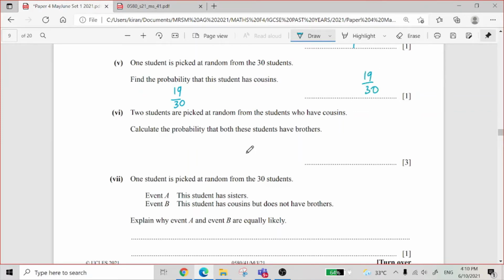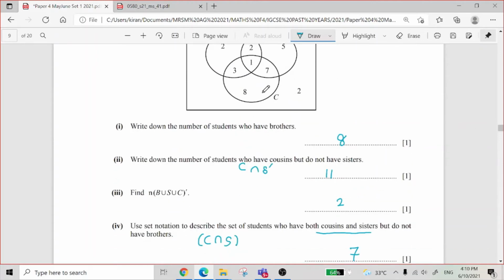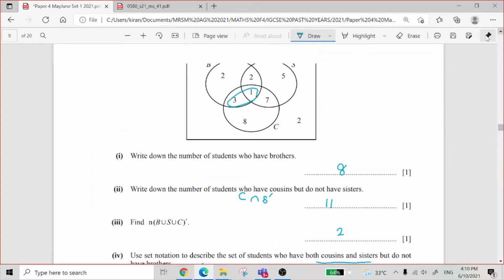Two students are picked at random from the students who have cousins. Calculate the probability that both these students have brothers. First, we look only at the students who have cousins, so that becomes the denominator, which is 19. For the probability that both students have brothers, we look at the Venn diagram for those who have cousins and brothers, which is 1 and 3. That is 4 over 19.